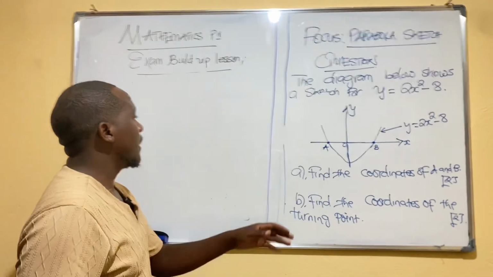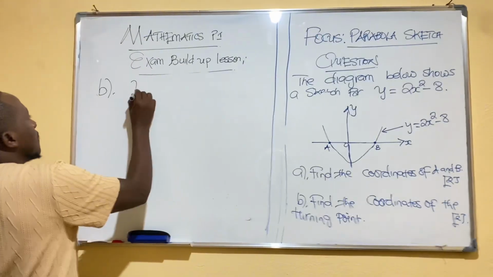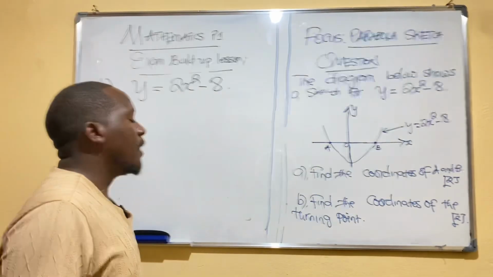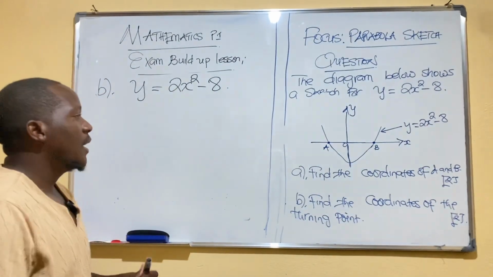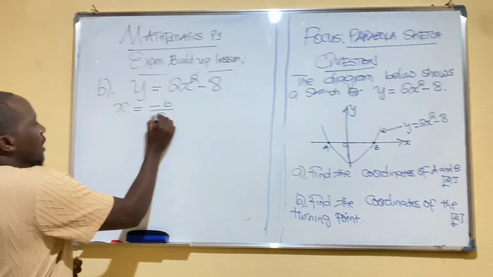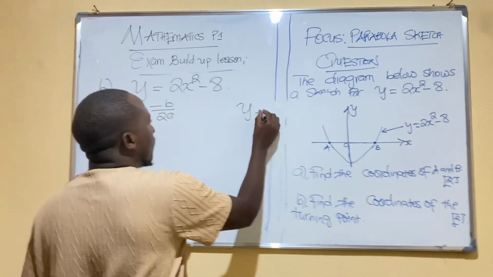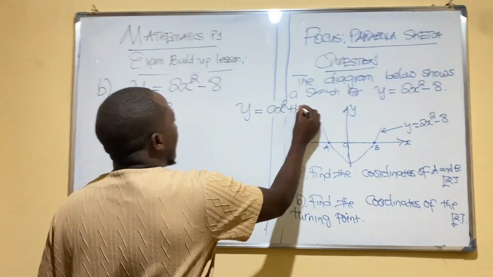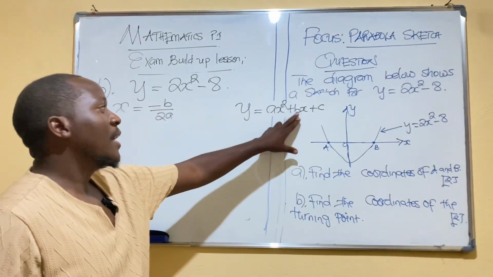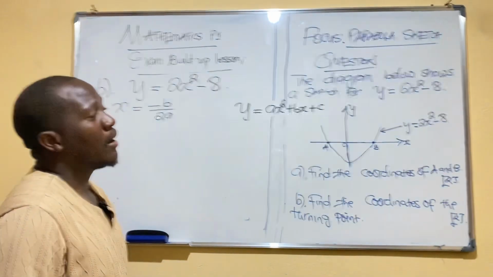So for the other one, it says, find the coordinates of the turning point. So on B, we're going to say y equals 2x squared minus 8. So it says, find the coordinates of the turning point. So we're going to find the value of x, which is found as negative b over 2a. The equation most of the time is supposed to be in this form, where we can say y equals ax squared plus bx plus c, where a is the coefficient of x to the power 2, then b is the coefficient of the middle expression, then c is the number without a variable.